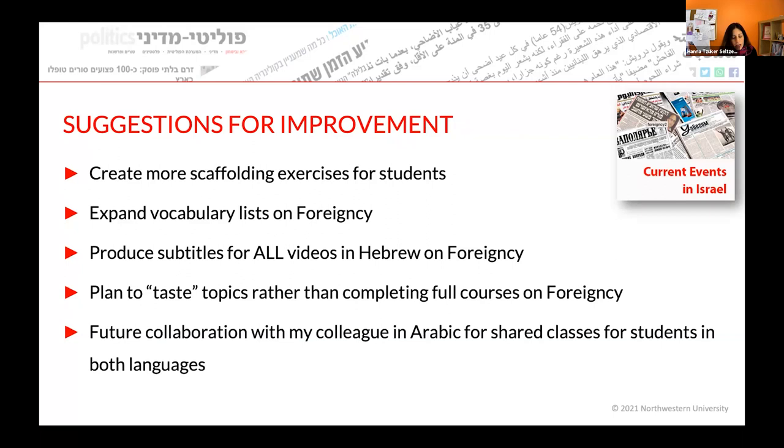In the future, I would also love to work with Ragi, my colleague, who will soon talk about his course, or with other colleagues in Arabic. And I would love to collaborate together on topics that appear also in fluency in Arabic and fluency in Hebrew. And they will allow conversation in English between the students in Hebrew and the students in Arabic. And I think that would be wonderful to talk about the comparison.